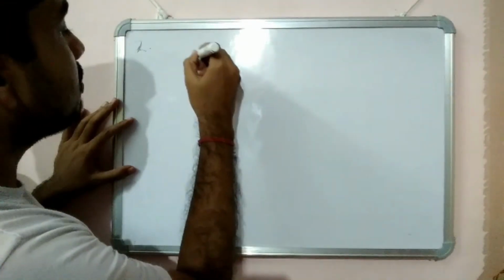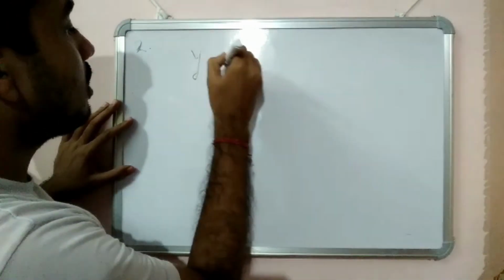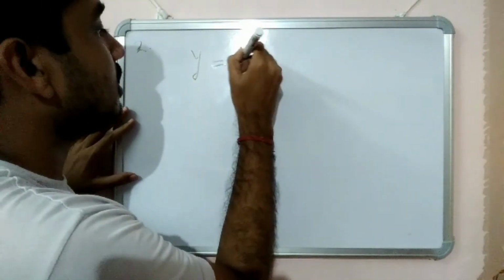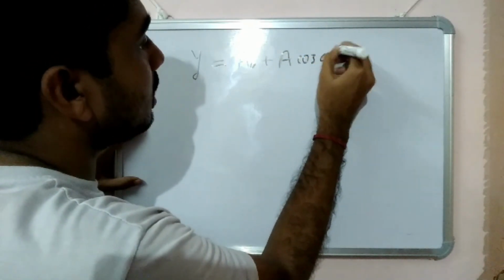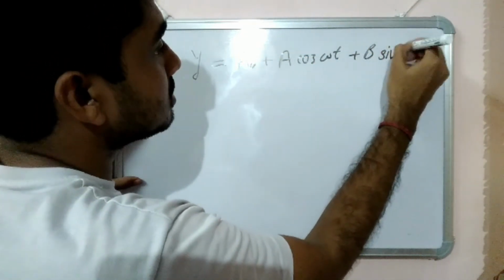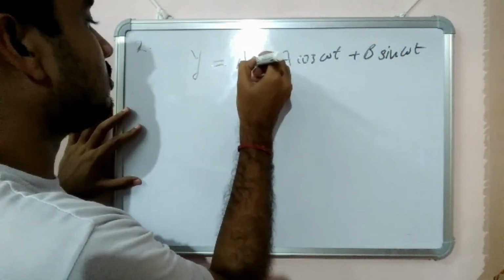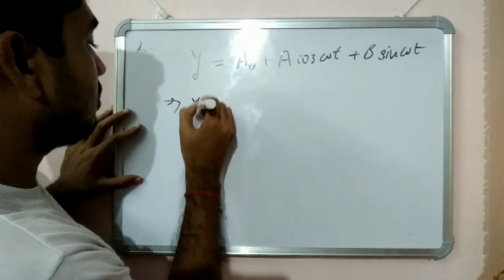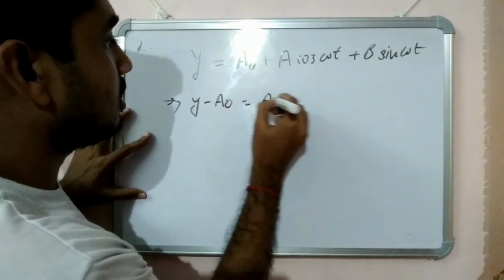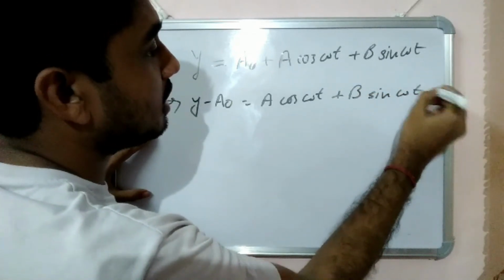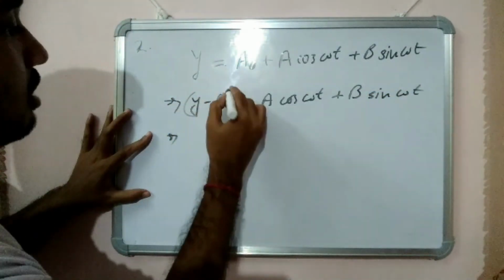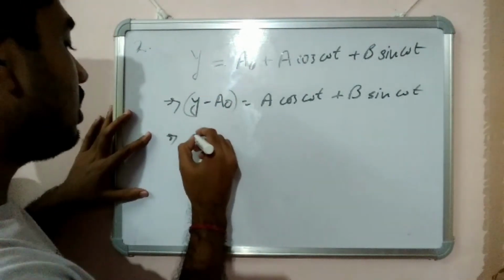And in question number 2, we have been asked to find the amplitude of the wave y. y is equal to A naught plus A cos omega t plus B sin omega t, and we can write it as y minus A0 is equal to A cos omega t plus B sin omega t, and this is the total constant value, and it is equivalent to amplitude.